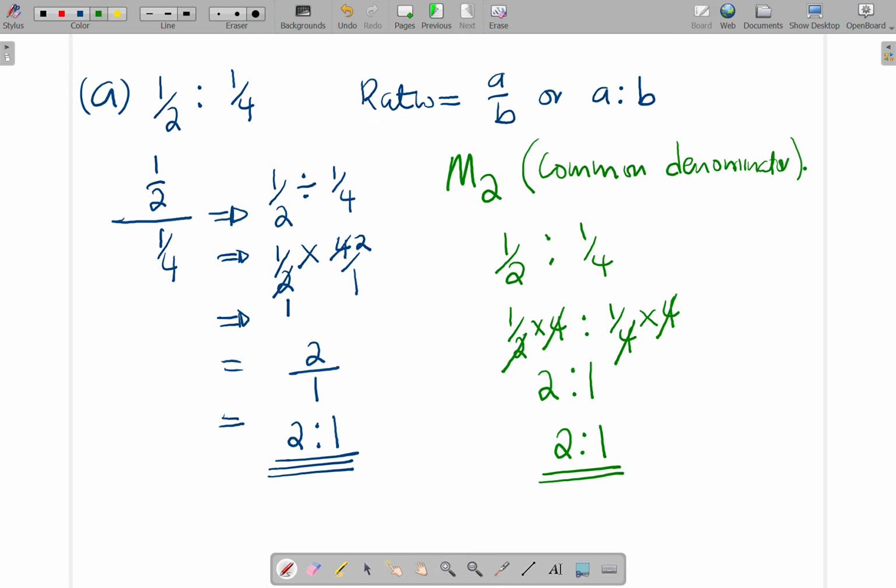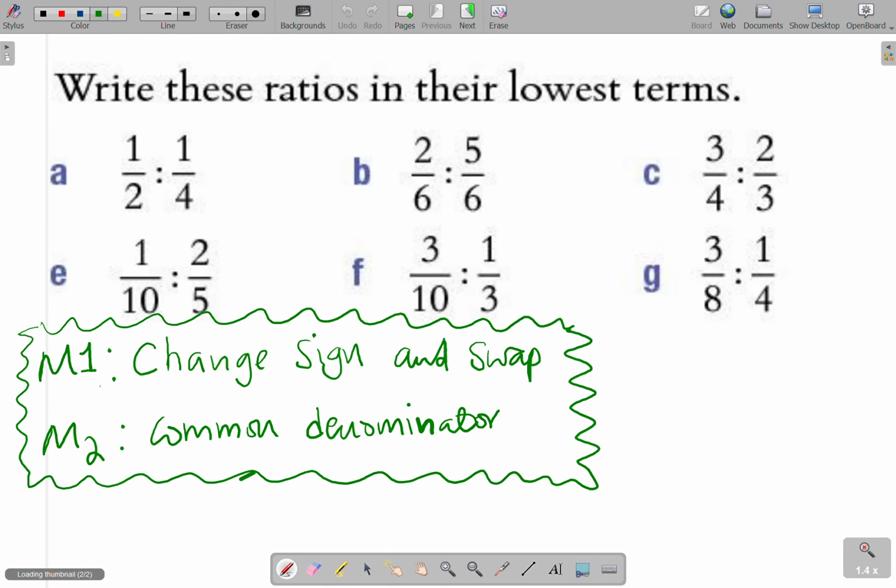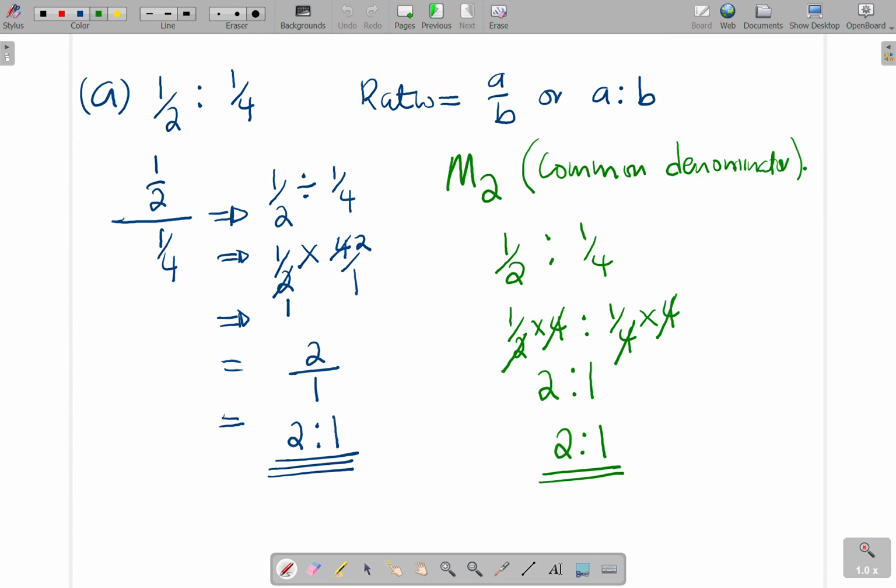Great. So that is how you work with fraction ratios. Let's check and look at another example. Let's take 3 over 4 to 2 over 3.